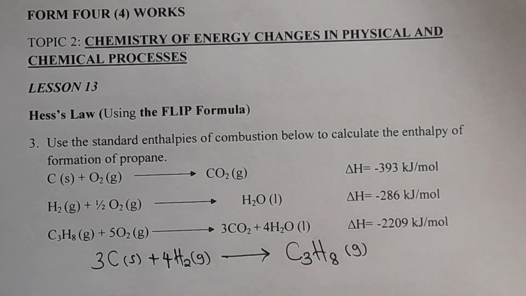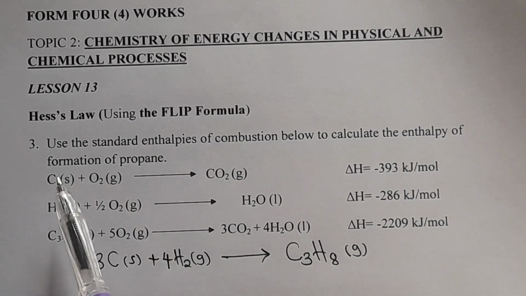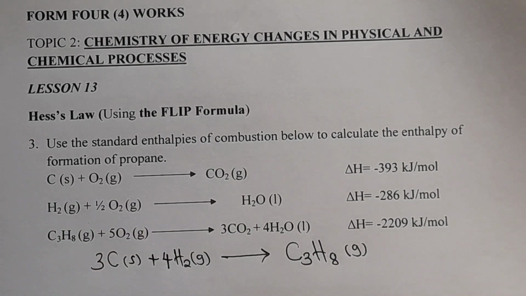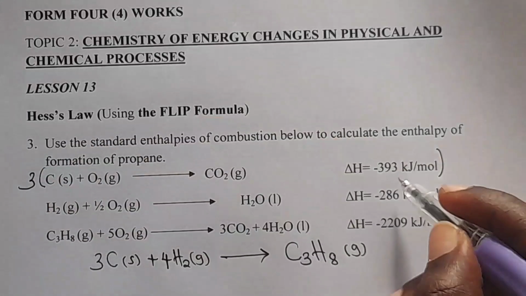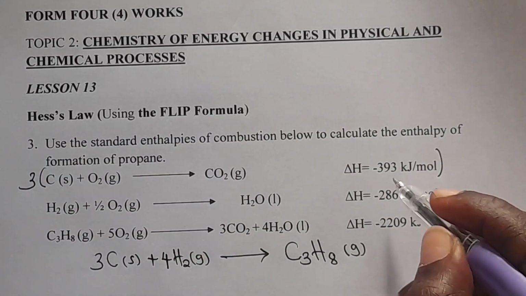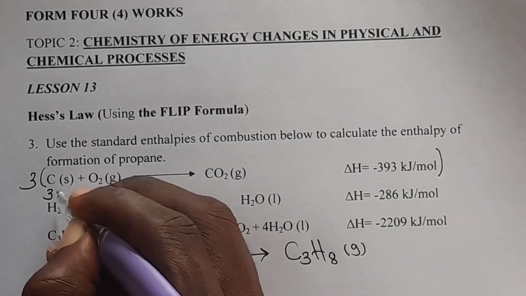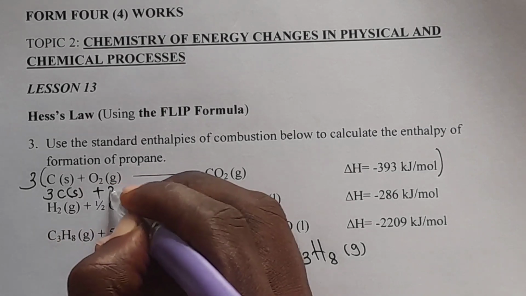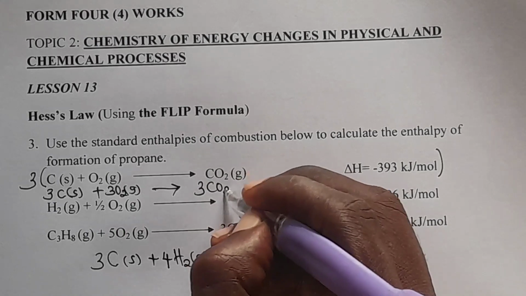Next, let's go to the thermochemical equations given. Here, in the demand question, we are given 3 moles of carbon, which is solid. In the thermochemical equations given, I have carbon reacting with oxygen, giving us carbon dioxide. So this is 1 mole of carbon. What we are supposed to do is multiply the whole equation, including the enthalpy change for the combustion of carbon, by 3. So we get 3 carbon plus 3 moles of oxygen gas, arrow, 3 moles of carbon dioxide gas.